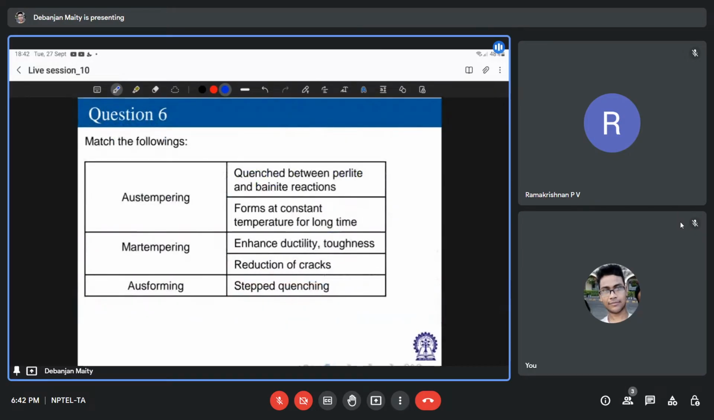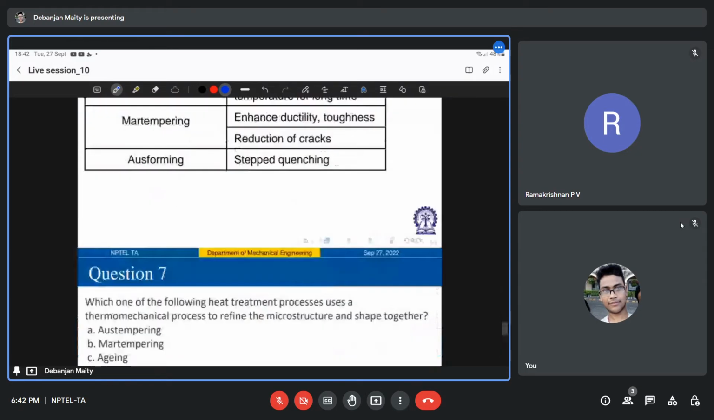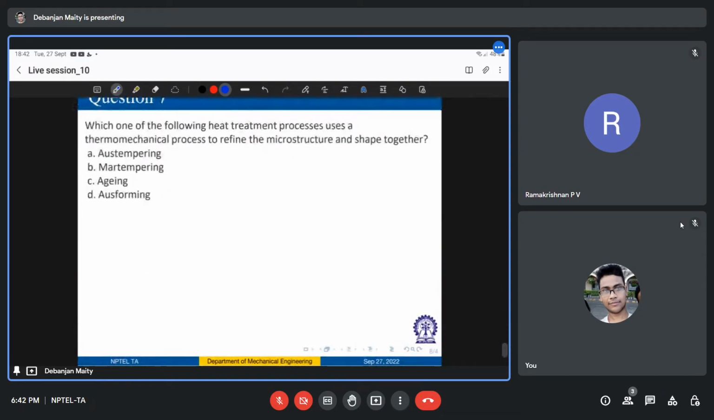Now let's move to the next question. We need to match the following: what is austempering, what is tempering, and what is martempering. Let us try to draw it in terms of a TTT curve.